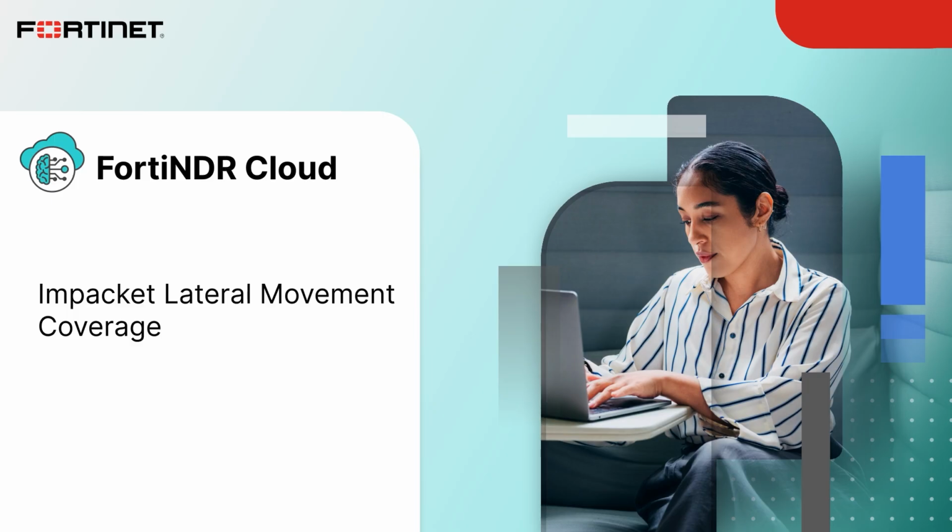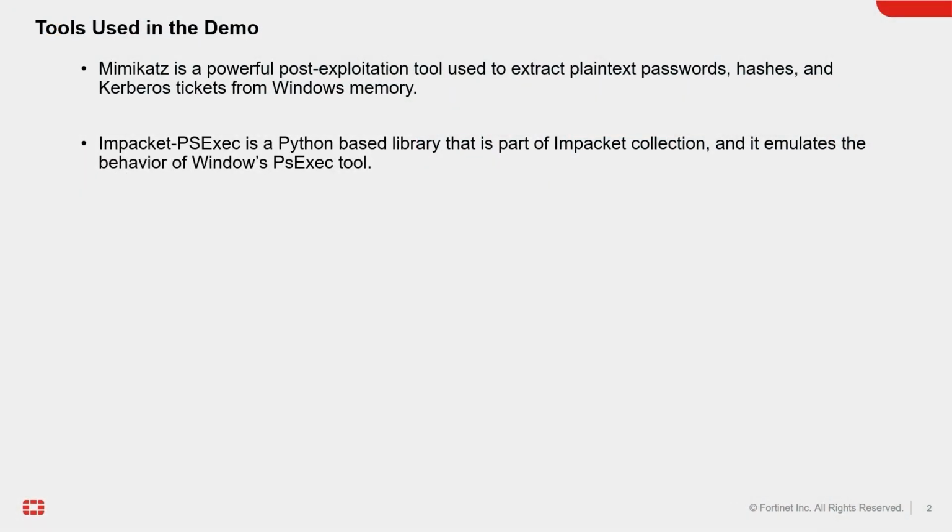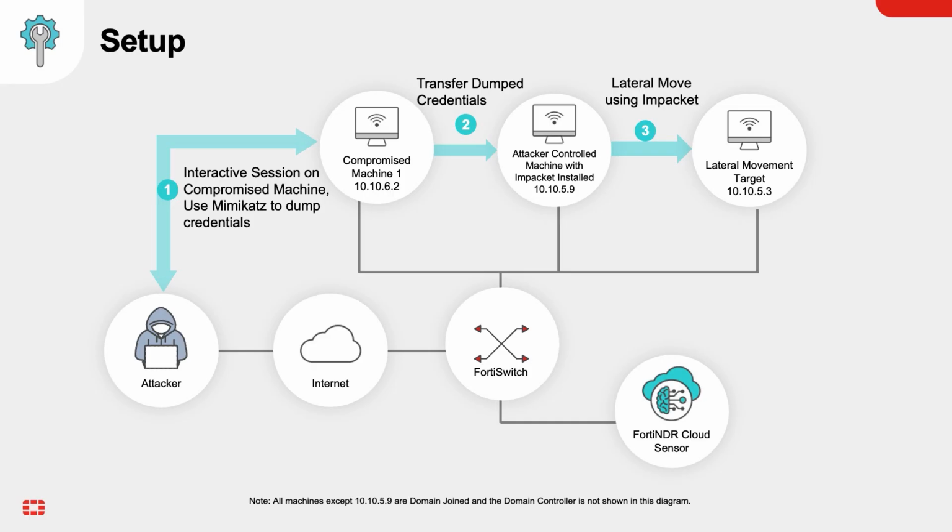The demo will use a combination of Mimikatz and Impacket to laterally move from one host to another. Mimikatz is a powerful post-exploitation tool used to extract plain-text passwords, hashes, and Kerberos tickets from Windows memory. Impacket PSExec is a Python-based library that is part of the Impacket collection, and it emulates the behavior of the Windows PSExec tool. Here is the setup we will use in this demo and the steps we will take to laterally move across systems.